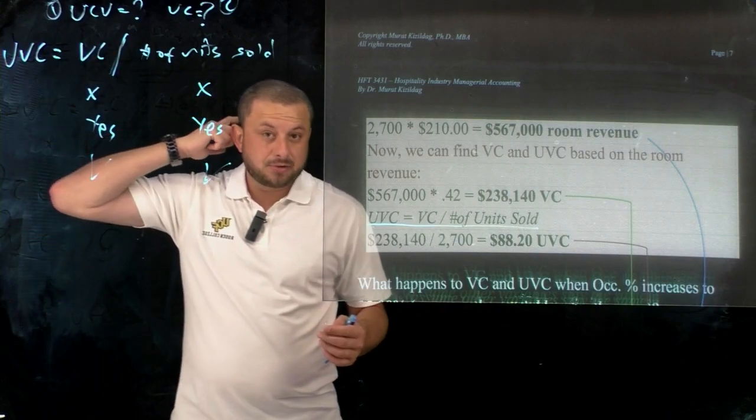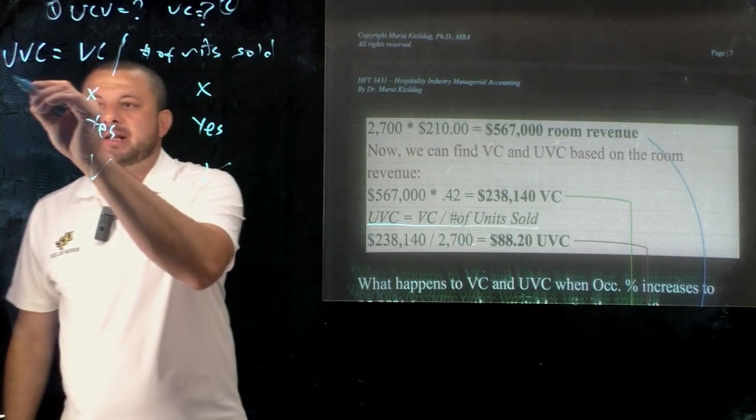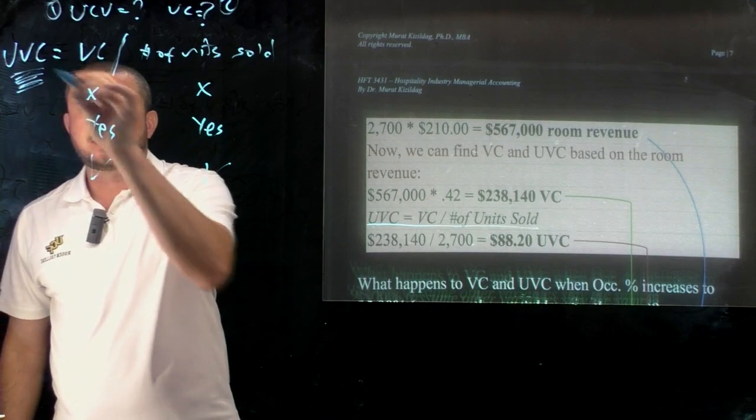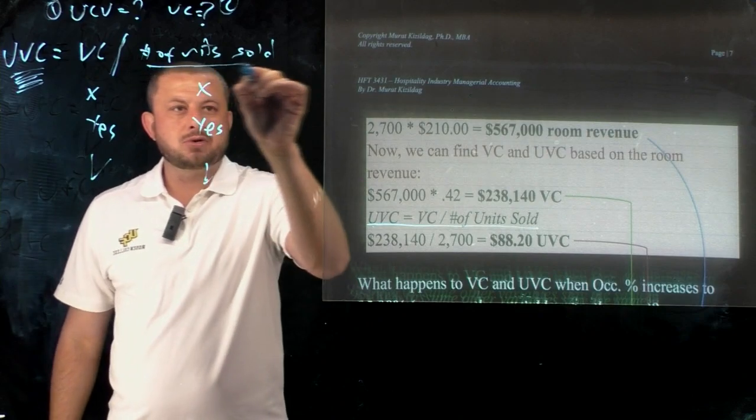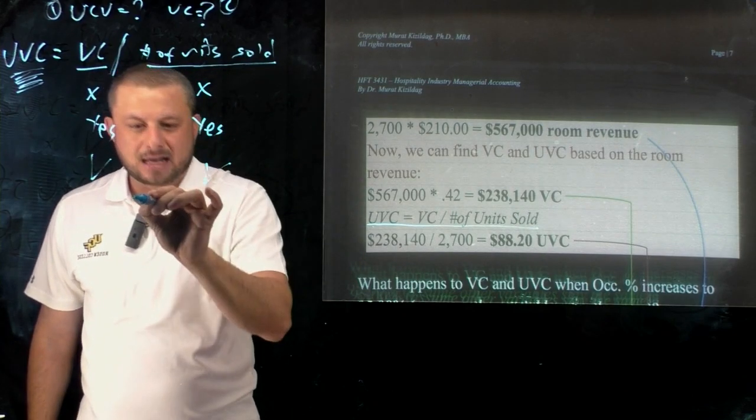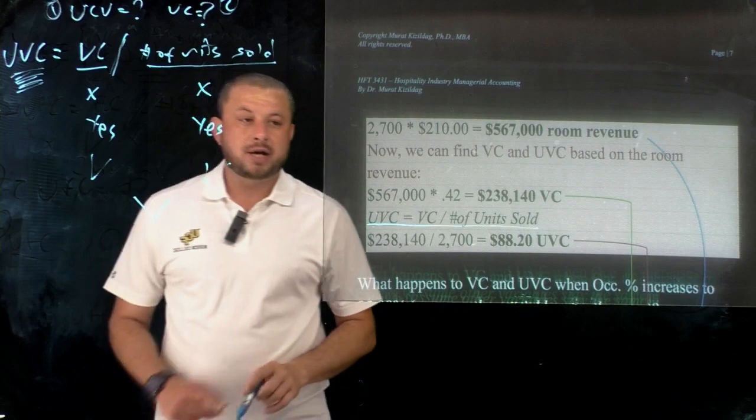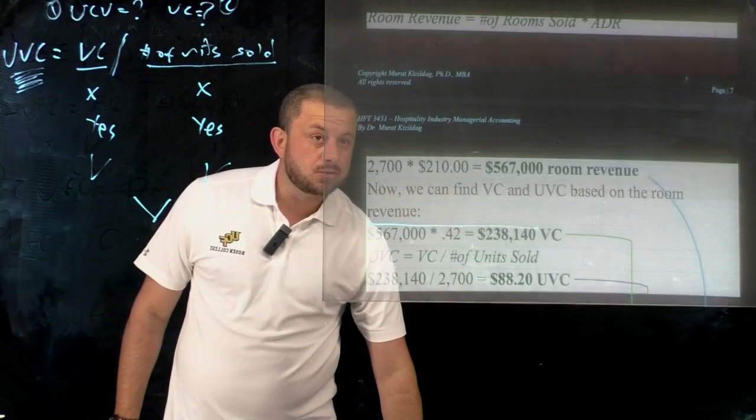Guys, what we have to do, before we get to the final point, which is the UVC in this case, we have to go back and find the number of units sold first, then the VC, then combine them together over here to find UVC. Take a look at my solution over here, guys.